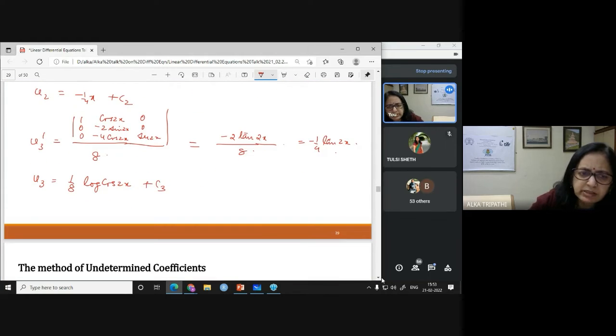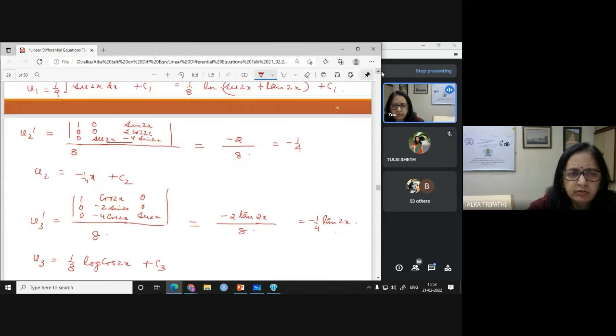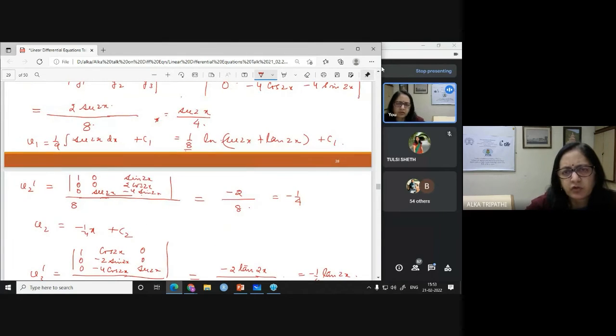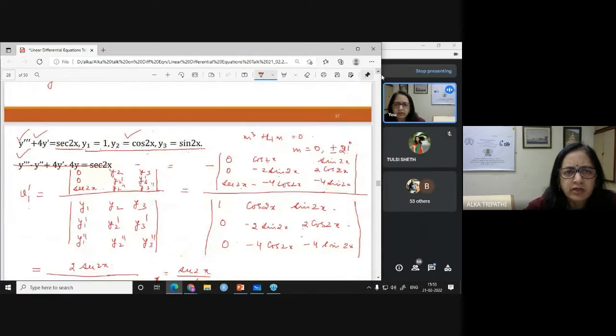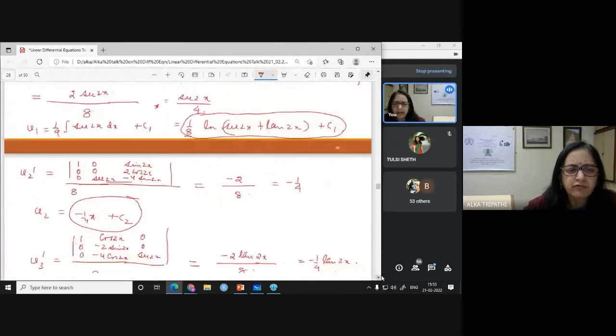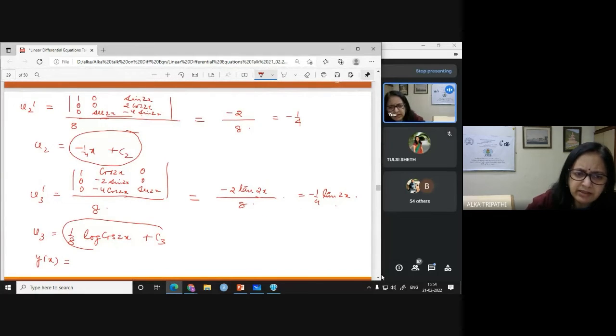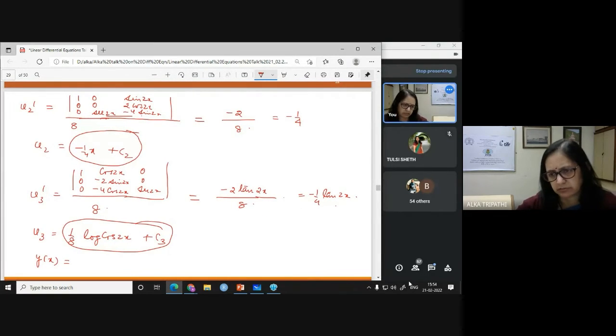So my yx is equal to now v1. v1 is 1 by 8, or you can say v1 is this value. You will write yx is equal to this value multiplied by y1, which is 1, plus this v2 value multiplied by y2, which was cos 2x, and v3 multiplied by sin 3x. That will be your final answer.